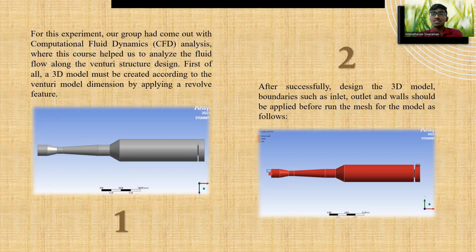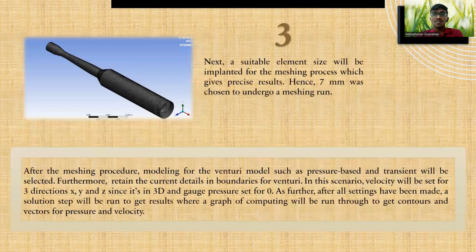For the second step, after successfully designing the 3D model, the boundaries such as inlet, outlet and walls should be applied before running the mesh for the model. For the third step, we need to find a suitable meshing size. For this experiment, we selected 7 mm, chosen to undergo a meshing run because it gives us precise results. Finally, after the meshing procedure, the modeling settings for the Venturi model, such as pressure-based and resistance transient, will be selected. Furthermore, retain the current details in boundaries for the Venturi.